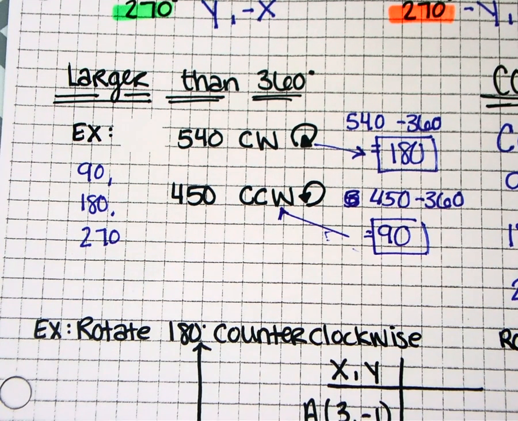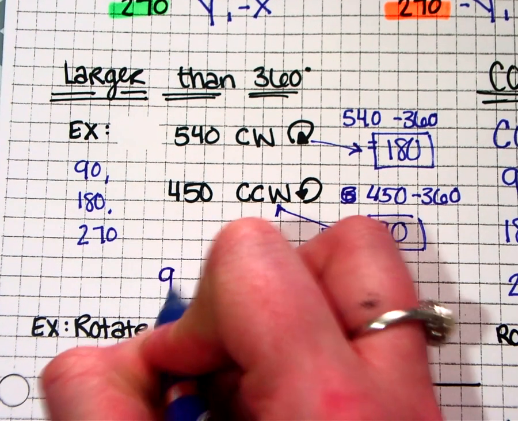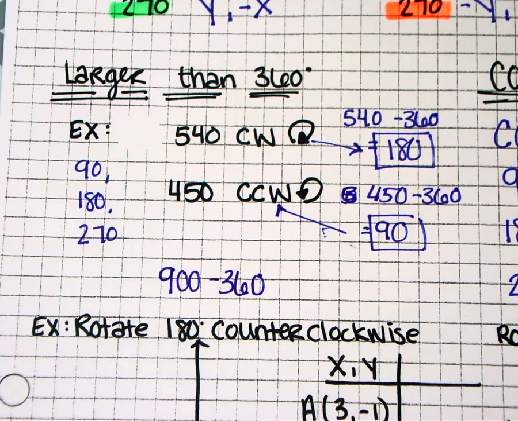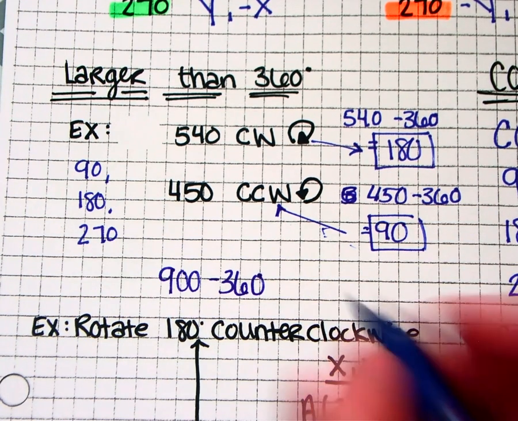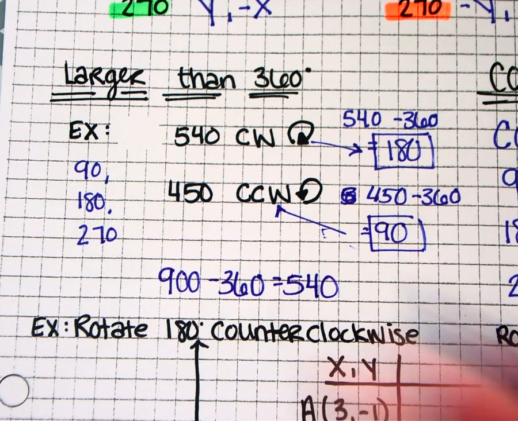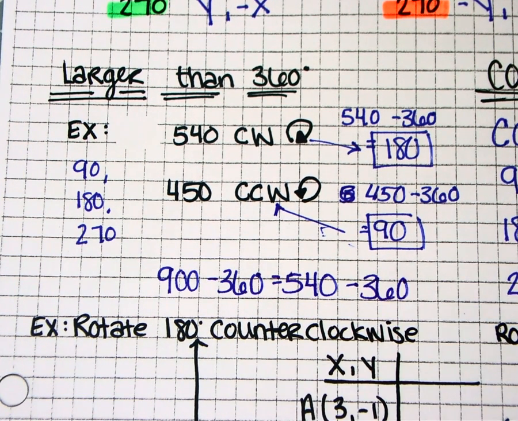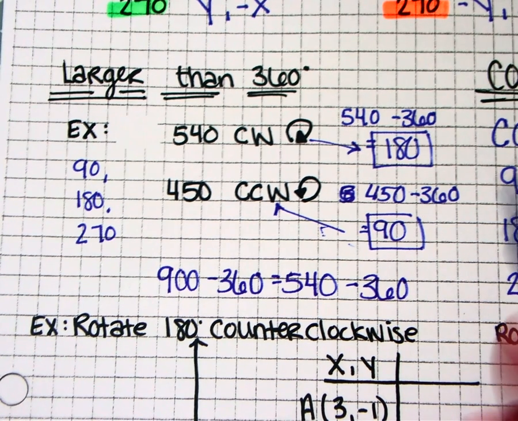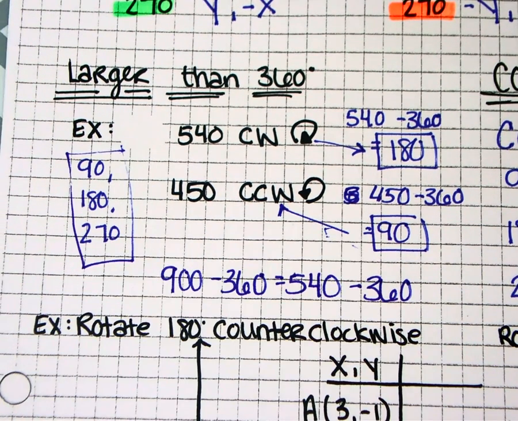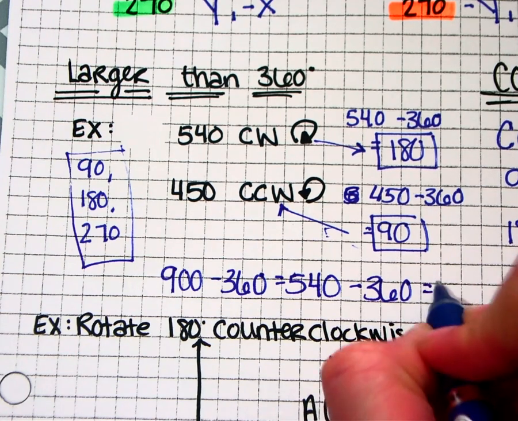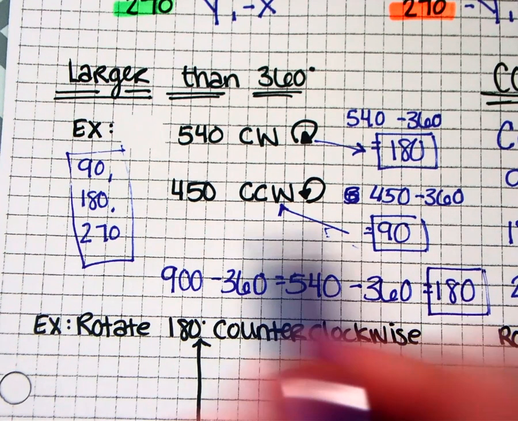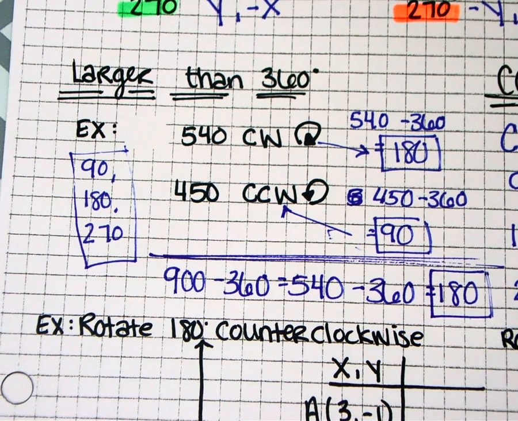So any number over 360, you just keep subtracting. So let's say we had 900. When I subtract 360 from 900, I end up with 540, which is still bigger than 360. So what that means is I'm going to have to subtract 360 again. I want to simplify this as much as I can because I need it to be either 90, 180, or 270. So if I subtract 360 again, I narrow it down to 180. So if the number does not simplify immediately, just keep subtracting 360 until you get either 90, 180, or 270.